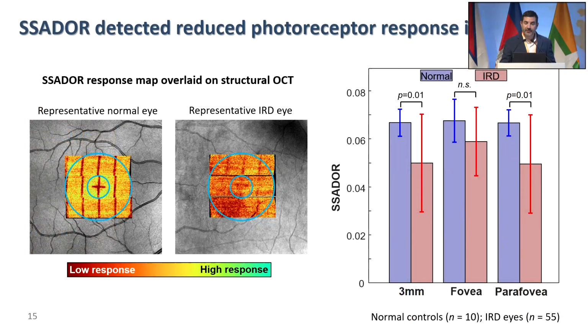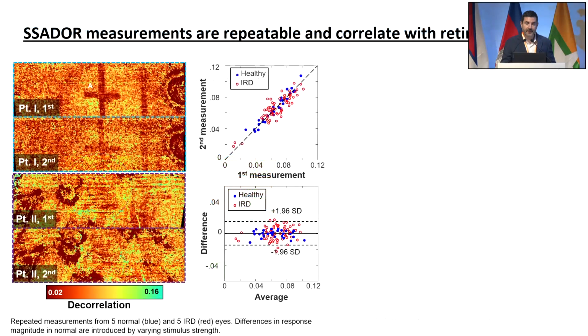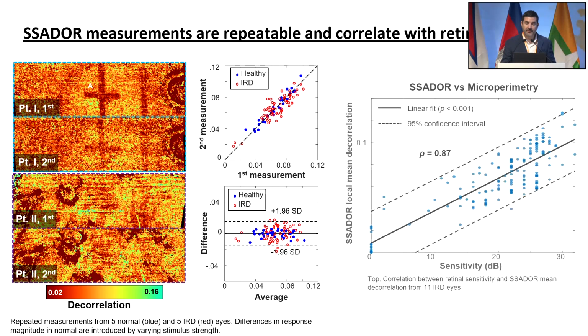This shows a compilation of all of the patients, and we can see that with these RP patients, there is a decrease in the mean ORG signal. And we can measure the repeatability of this both in healthy patients and in patients with disease and show that it is quite repeatable. Furthermore, we can correlate the ORG signal with microperimetry, and we see a nice correlation here.